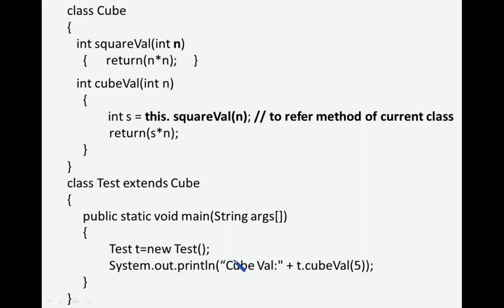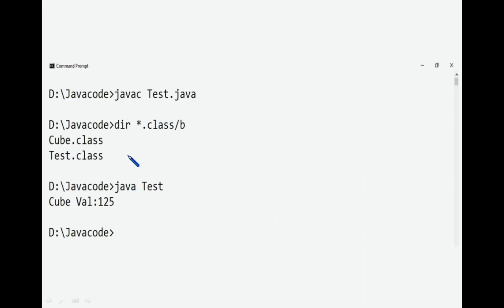Now we are going to print the cube value by using the System.out.println method. Here how can you invoke the cubeVal? Yes, with the help of the object t. So t dot cubeVal of 5, which invokes this method. Again in turn this dot squareVal invokes the squareVal method, which returns 25. Now the value 25 is multiplied with 5 again, so that is the cube value 125. This is the output.